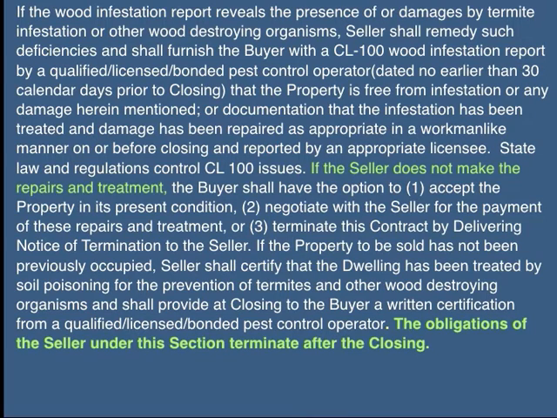The first part of this paragraph says that the seller shall remedy such deficiencies. You would think that means that they're going to fix the stuff. But then it goes on down to say, if the seller does not make the repairs, the buyer has these options. There are a lot of very experienced agents that feel like the CL100, the seller has to do what's on the CL100. If the contract is made contingent upon the CL100 and the seller doesn't make the repairs, then the buyer can get out. They have those options.